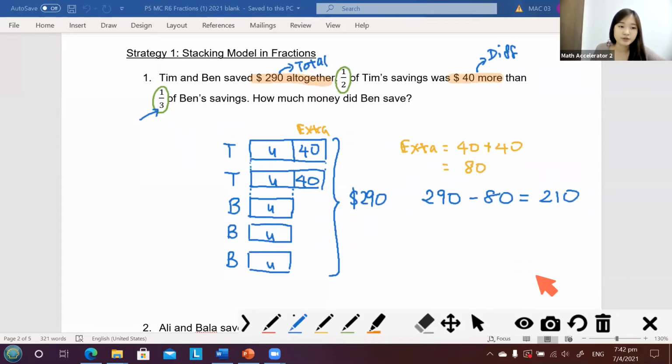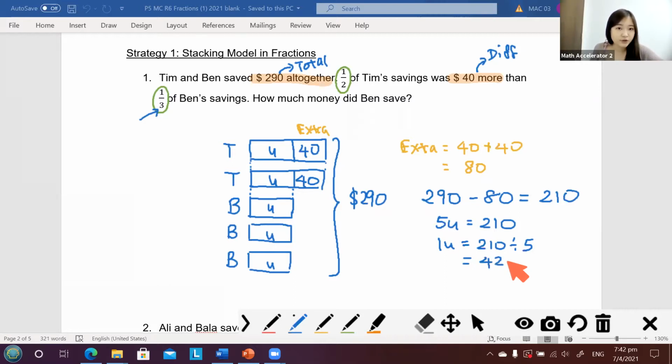Good, a lot of you telling me 5. 5 units. After you remove this, you're left with 1, 2, 3, 4, 5 units. So the 5 units represents your 210. So from here, things get a lot easier. Look for 1 unit. 210 divided by 5. Can you use your calculator? Go and calculate. What do you get? Thank you. 42.